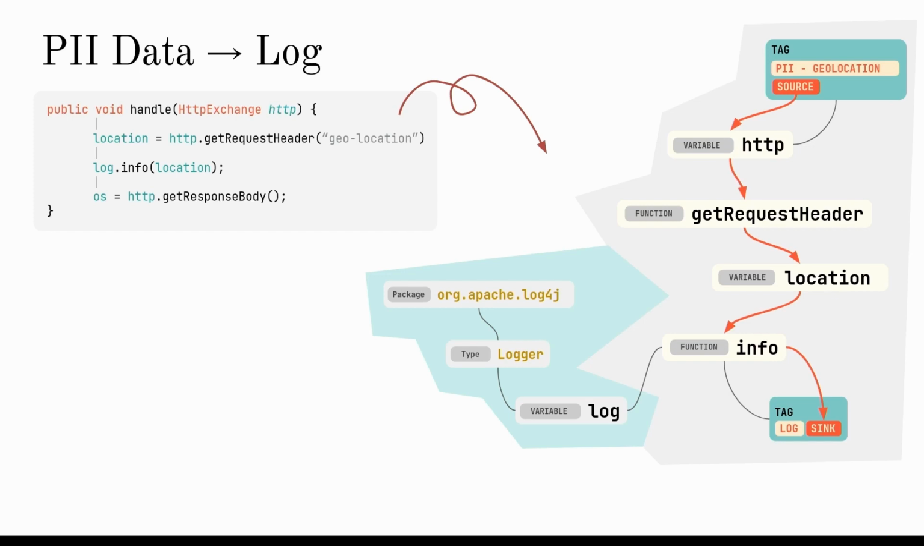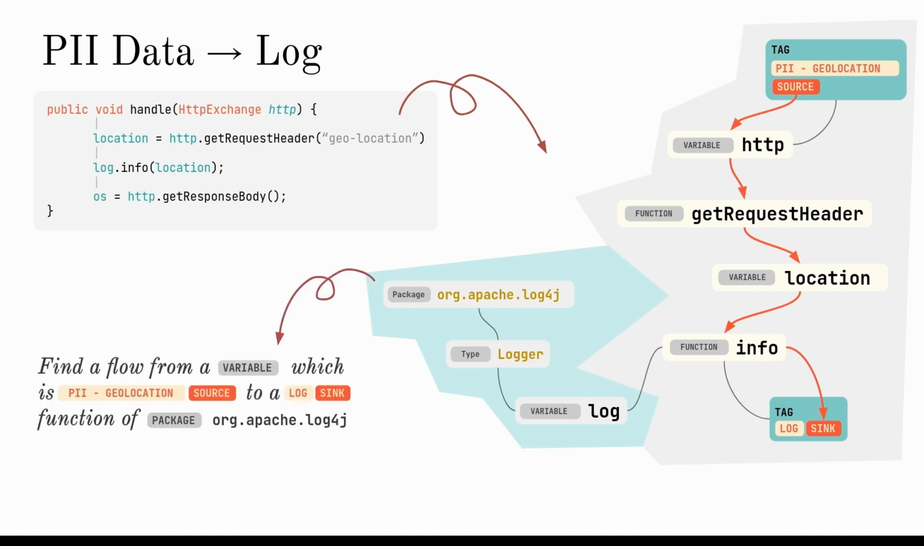And using this in your brain, you can actually answer questions like this. Find a flow from a variable which is from PII geolocation source to a log sink function, which is of type package Apache Log4j. So you can literally answer these questions in plain English, but the code is complex, but you're able to do this. We want machines to do the same thing. That's kind of like the thing.